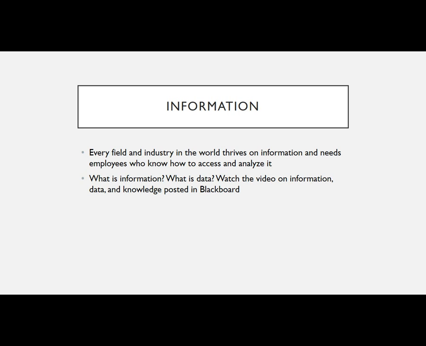So a fundamental aspect of academic libraries is helping patrons find information for their academic study. Outside of school, every field and industry in the world requires employees to know how to access and analyze information. It thrives on the information seeking process. So to understand information and the information landscape, make sure to watch the videos on information that I've posted in this week's content folder in Blackboard.